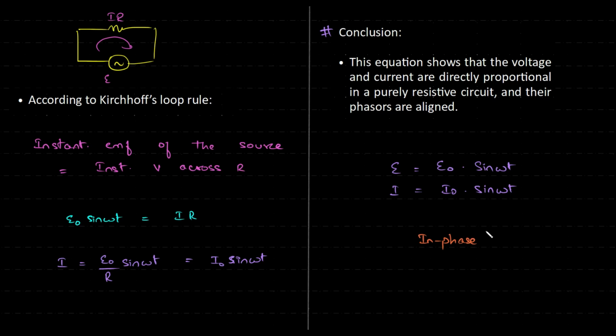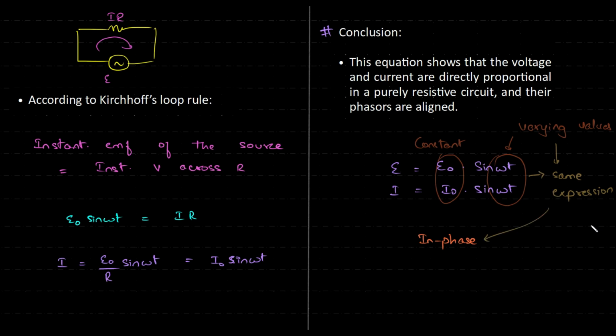They are in sync. These quantities are constant, that will not change. What will change is this. These are your varying values. But we can see that they are the same, right? In this case, they are the same expression. So when they have the same expression, what can we tell? That they are in phase. And that's what we are trying to prove. In the next set of videos, we'll see that things can be out of phase.